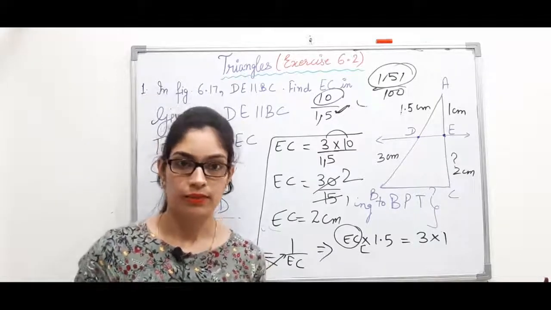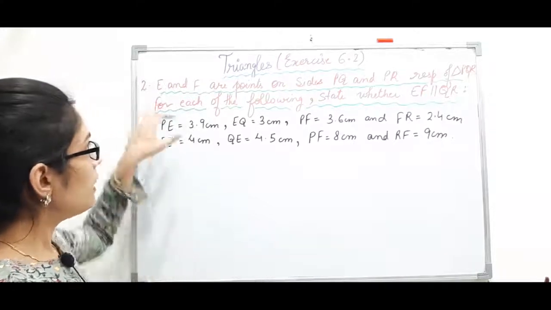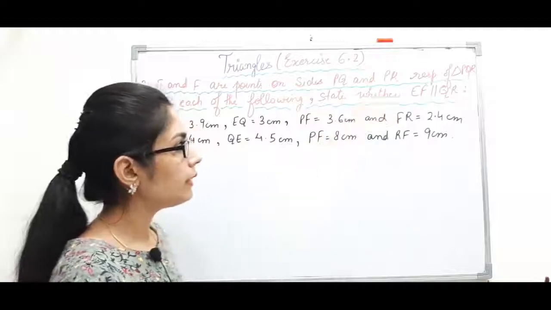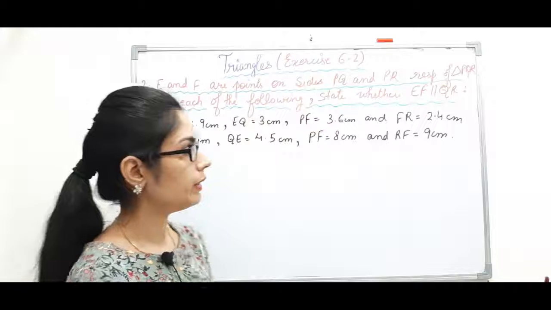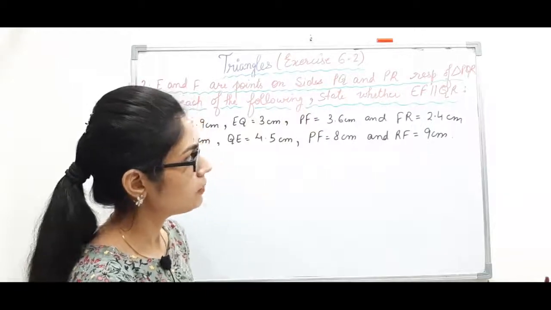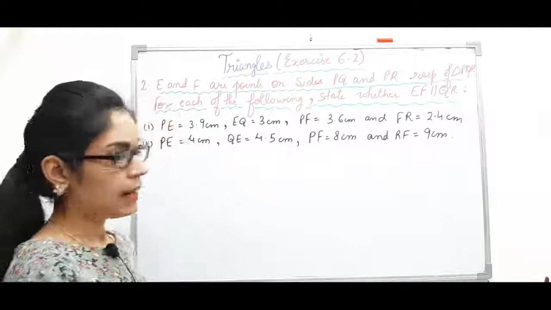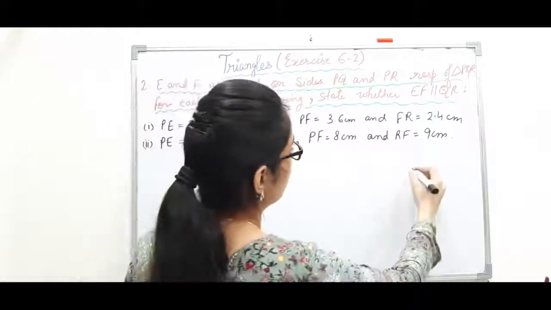Now let's do the next question. Now let's start the second question. E and F are the points on sides PQ and PR respectively of triangle PQR. For each of the following, state whether EF is parallel to QR. So we have to draw the figure first. Three parts are there, two will be discussed here and one you have to try yourself.